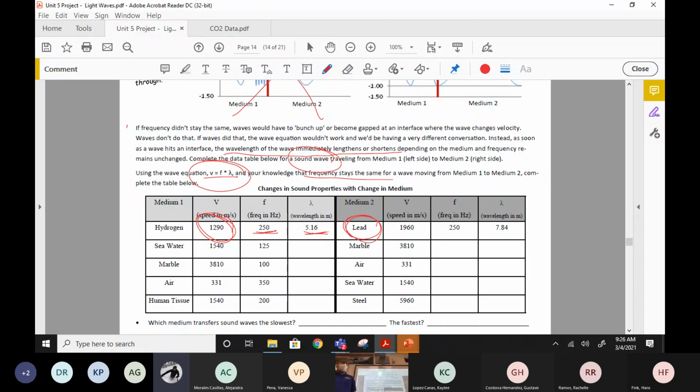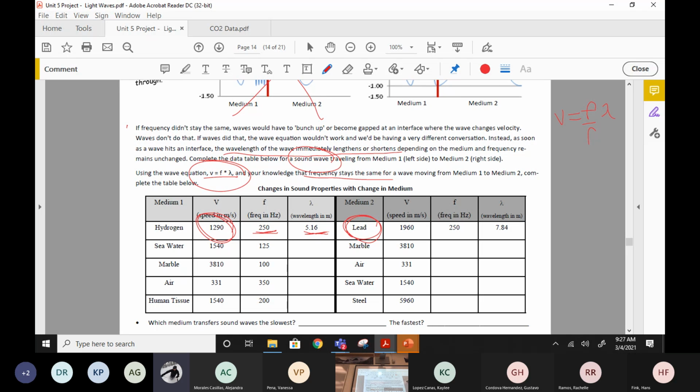Multiply frequency times wavelength to see if you get that speed. Frequency times wavelength. Do you get, for lead, 250 times 7.84 should give you 1960, 1960. Is that true? Now, I want you to do it backwards. Because remember, V equals F lambda, right? I want you to find lambda. How do we isolate lambda using algebra?